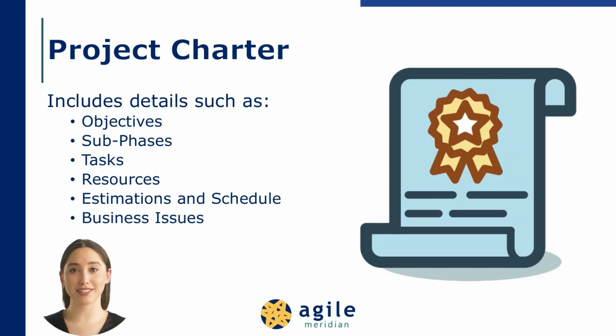As part of sanctioning, you also need to draft the project charter we just mentioned before getting started. The project charter includes the details of the project, such as its objectives, subphases, tasks, resources, and so on. It also includes the next two components, estimating and scheduling. Along with the objectives, the charter should define all business issues or impact that the project is addressing.